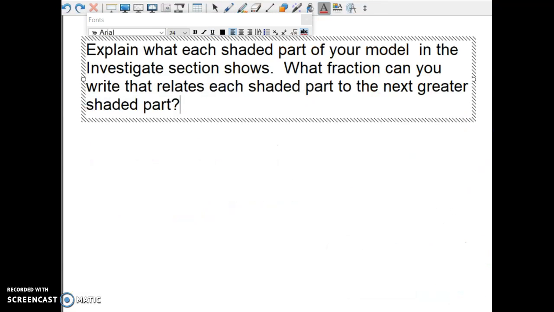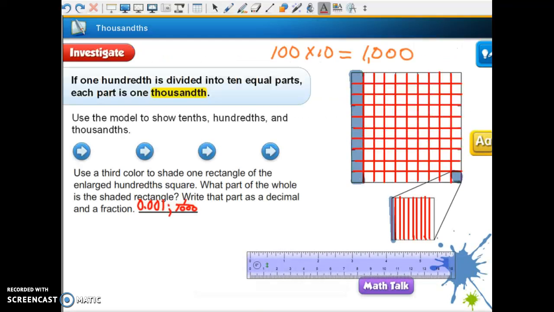Explain what each shaded part of your model in the investigation section shows. What fraction can you write that relates each shaded part to the next greater shaded part? So let's go back to our model. What part was this? What part was this right here? 1/10. And what part was this? 100th. And this was 1,000th.